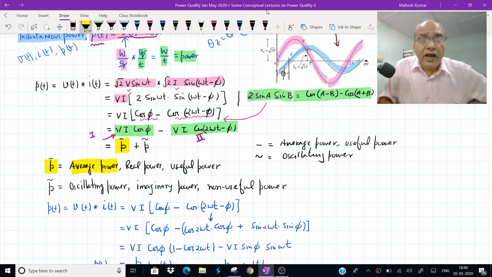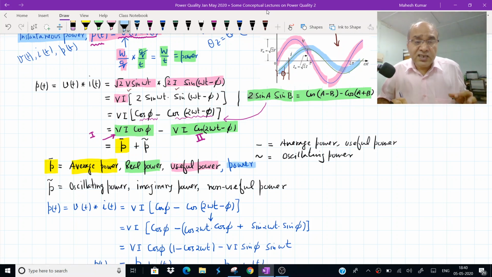This is also called real power. This is also called useful power. It has many names, and sometimes it is simply called power. When engineers use the term power, they actually mean the real power, the average power, the useful power, the wattage power. So this is that power, Vm Im cos phi, the average value of the real power.